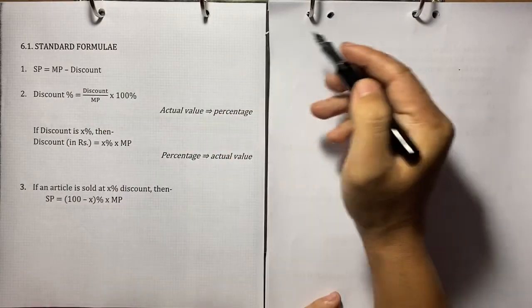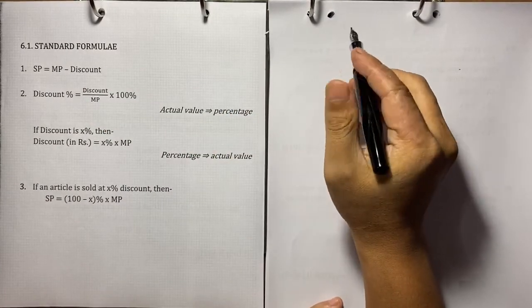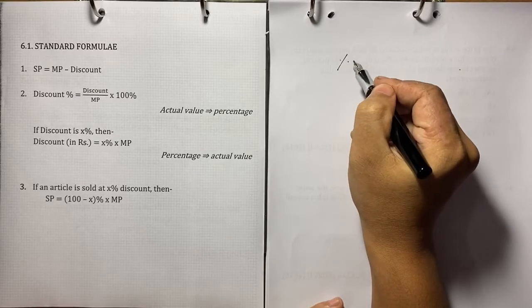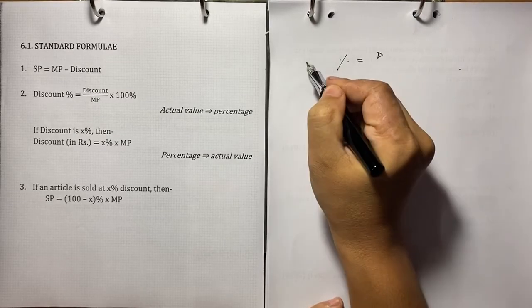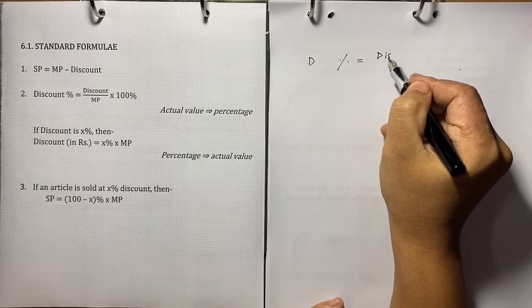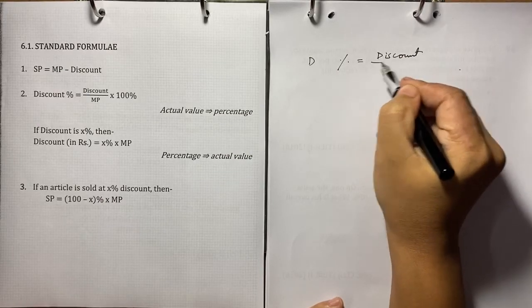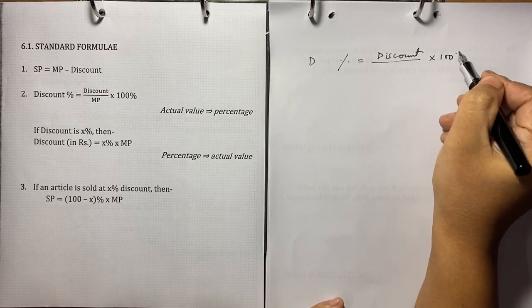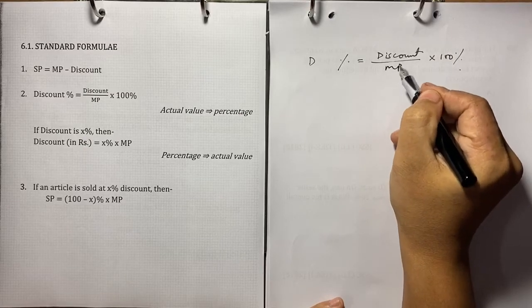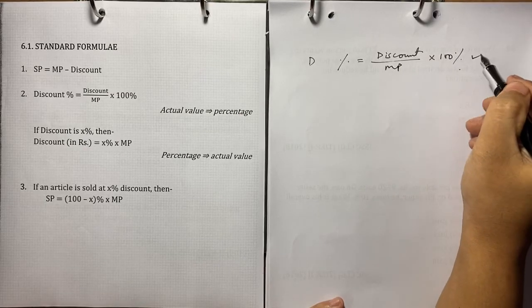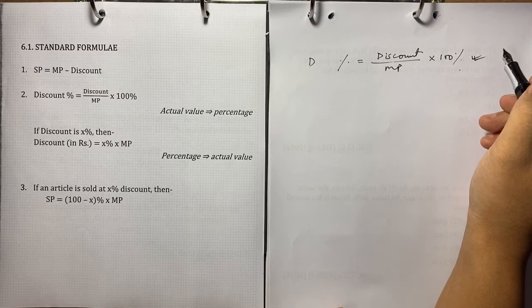Discount percentage. Discount percentage is always discount value divided by something, into 100%. So here discount is always divided by mark price.